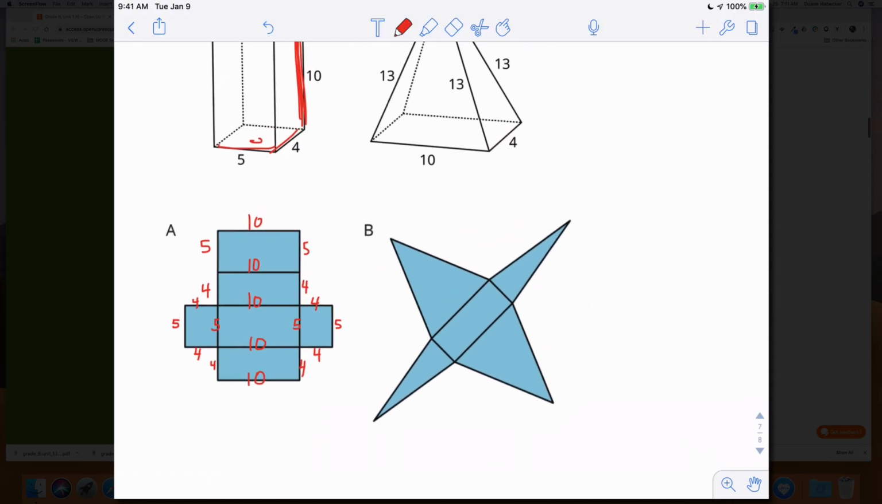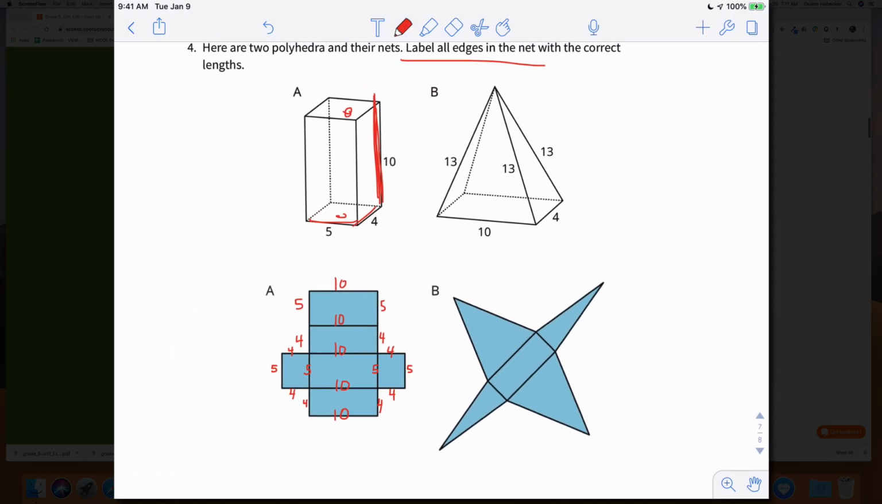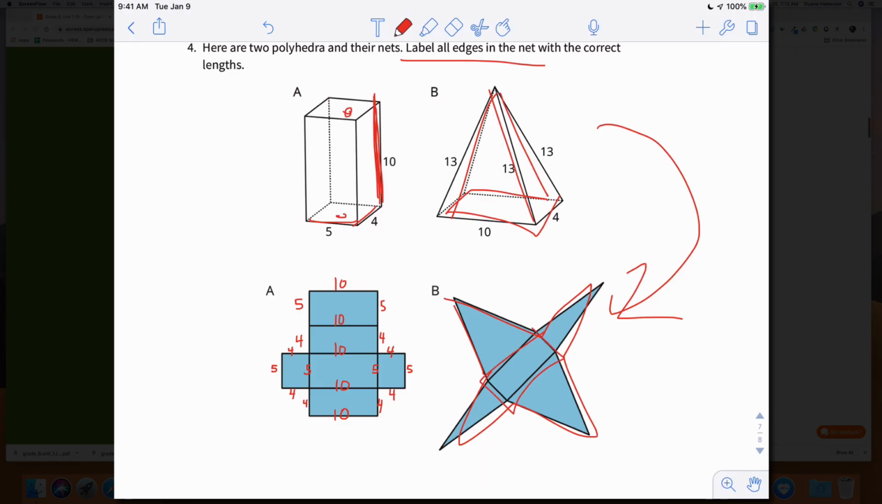All right, now I'm going to let you do the same process with this triangular pyramid. Take a look at all your edges, and how do you connect those edges to the net right here, and just have fun and explore with that.